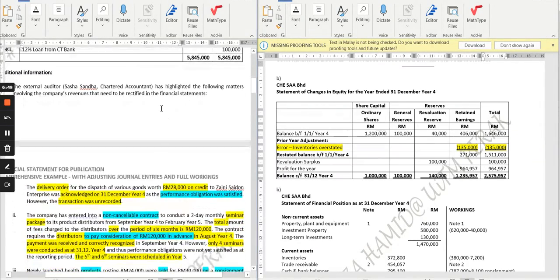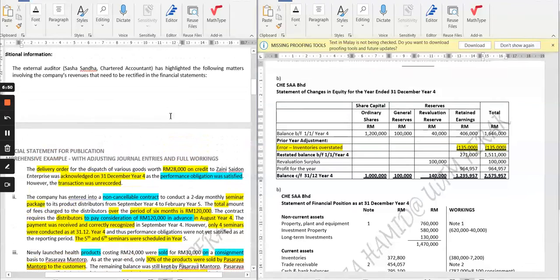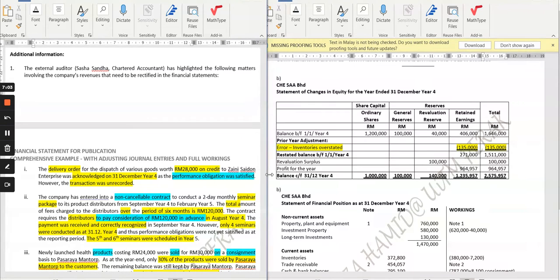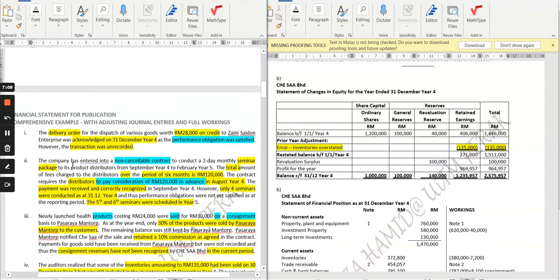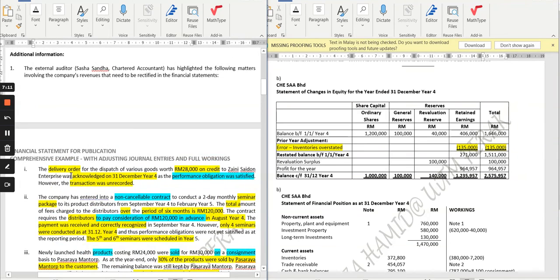Additional information number 1. We have the external auditor, Shasha Sanda, chartered accountant. The external auditor has highlighted the following matters involving the company's revenue, and they need to be rectified in the financial statement. Number 1, this is additional information number 1.